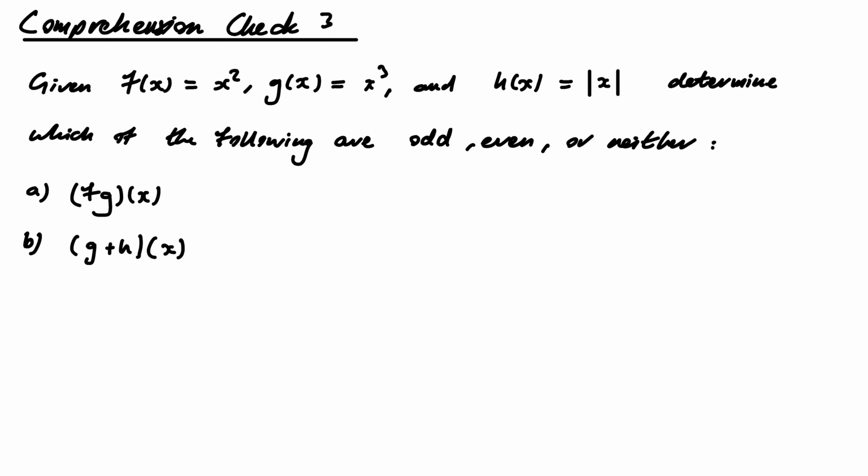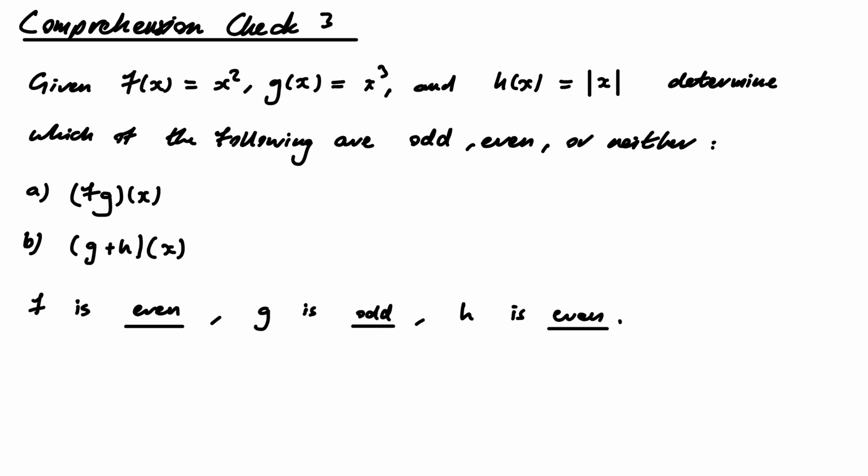Okay, so let's take these three functions and determine which of the following are odd, even, or neither. We could do this in various ways, but first of all, what can we see? f is x squared, which is an even function. g is x cubed, so g is odd. And h is even, because it's the absolute value. The absolute value of minus x is equal to the absolute value of x, of course.